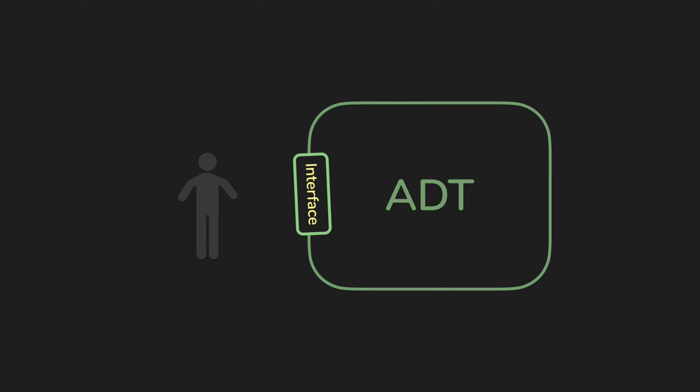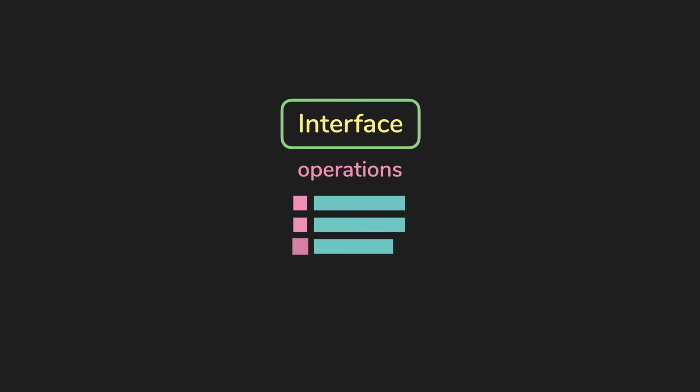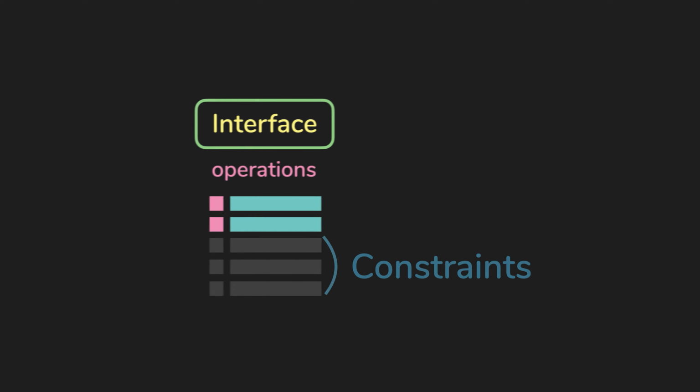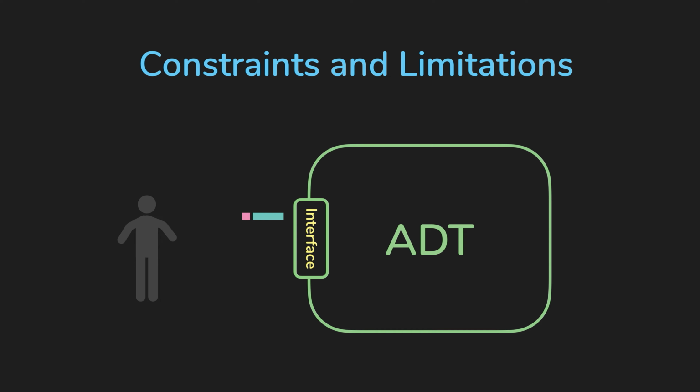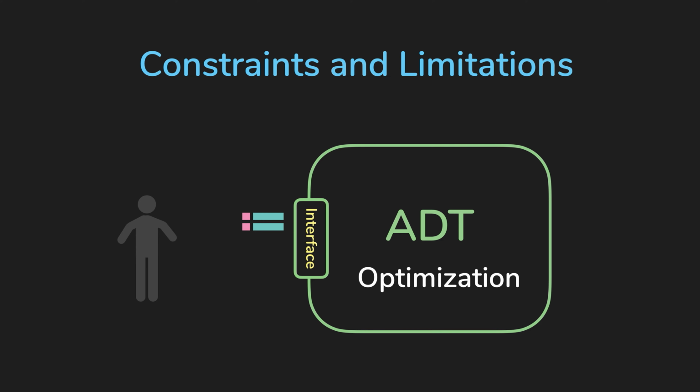A good interface of an ADT is not only about being clear of what it can do, but it's also about what it cannot do. Constraints and limitations are what enable optimizations. By limiting what an ADT can do, you can prioritize certain operations, allowing you to optimize for them.